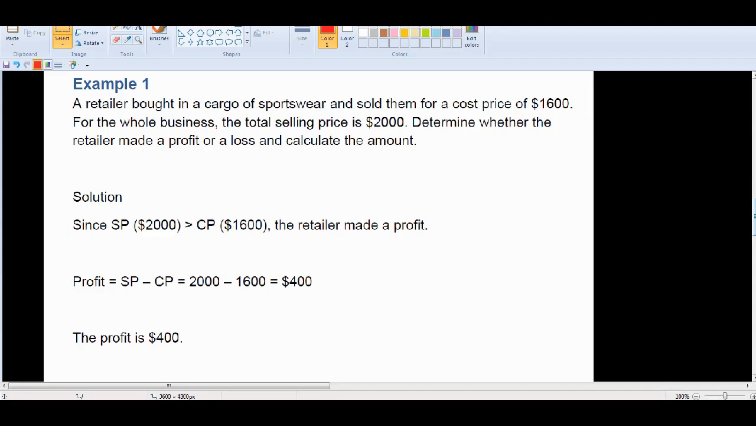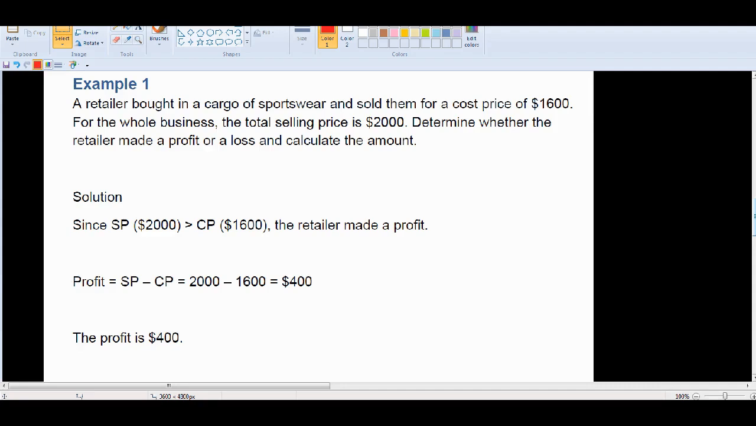So the cost price means the amount of money paid by the retailer to get the sportswear. And the selling price is the money earned by the retailer by selling the sportswear to other customers.